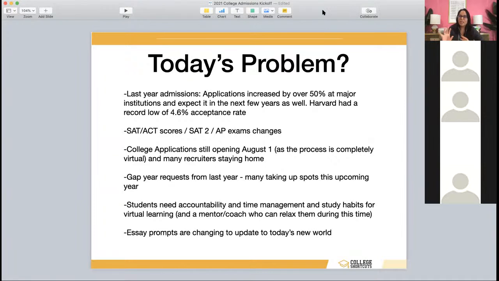Again, there's a lot of things around that I'll be diving into. College applications still open August 1st. Guys, last year still opened August 1st. They didn't change anything because it's a fully virtual process.